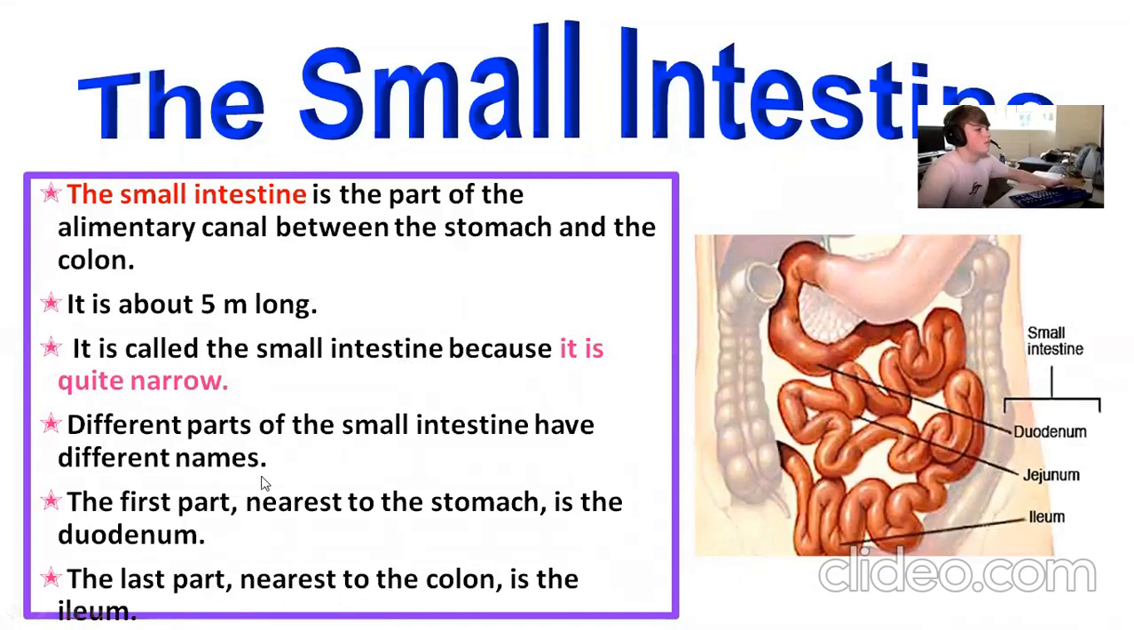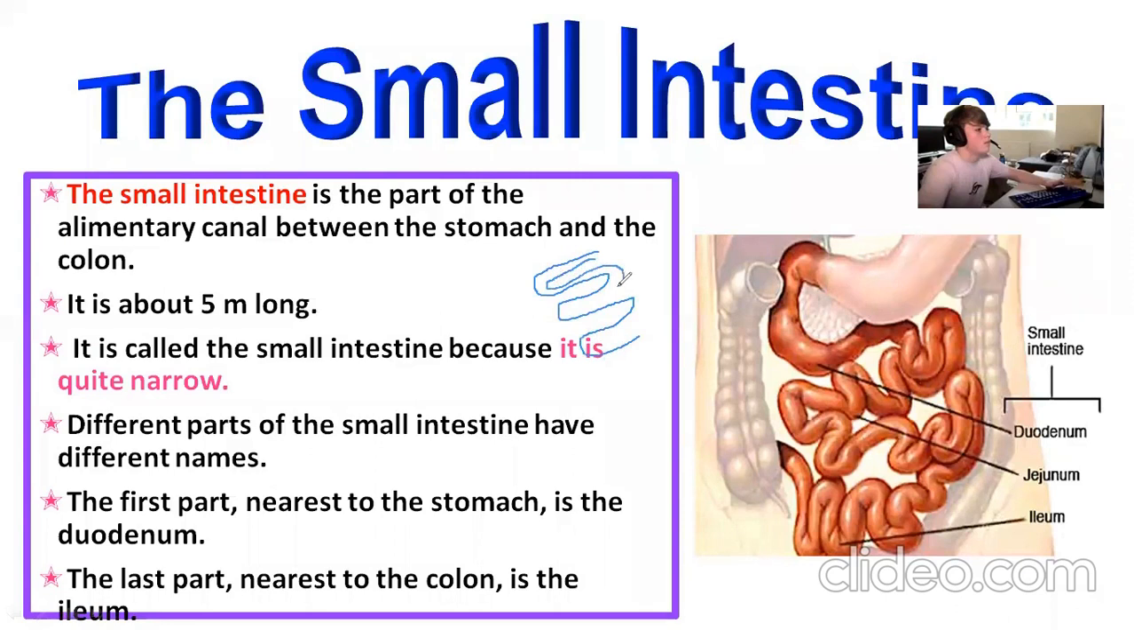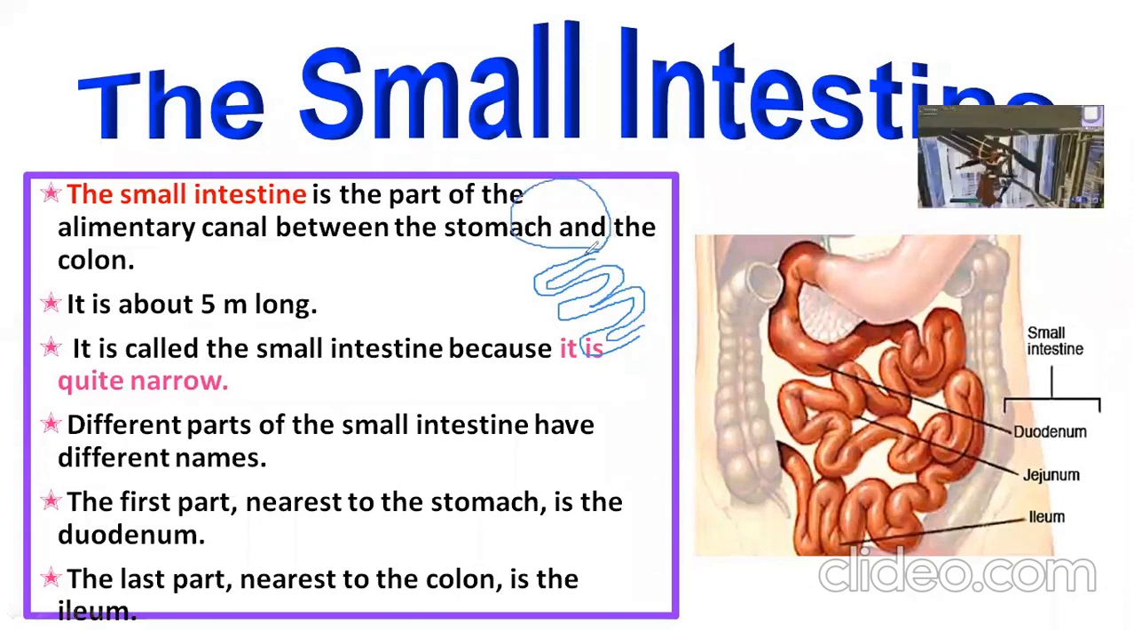The small intestine is narrow compared to the large intestine. The inner area, I mean the lumen, is less compared to the large intestine. So if this is your intestine, and this is the stomach, the part that is near the stomach is the duodenum, while this part is the coil and recoil part, which is called the ileum.